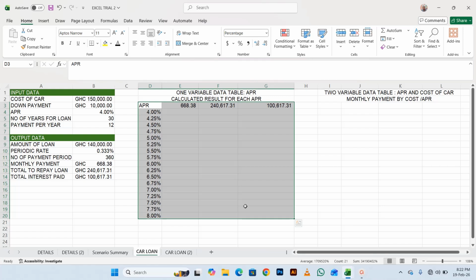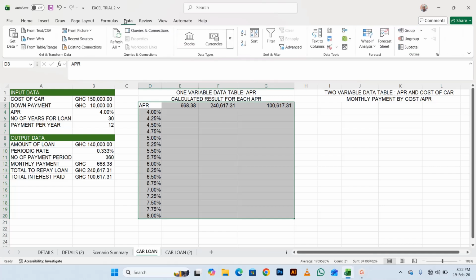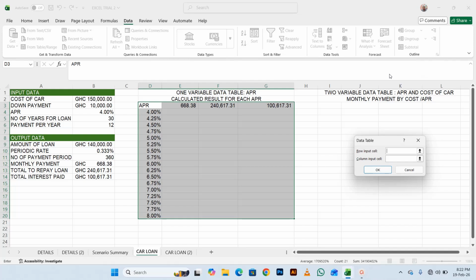And after we select them, we go to data. And then in data, we go to what if analysis. So what if it is 4.25? What will be the answer? What if it is 5? What will be the answer? What if it is 6%? What will be the answer? Do you understand? So when you go to the what if, we are looking for a table. That is the data table. So you go for the data table.